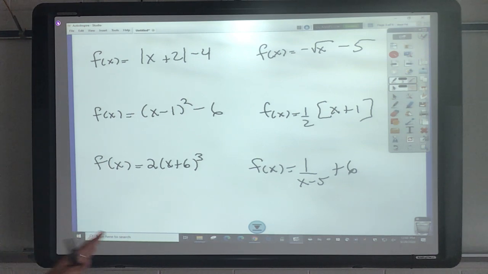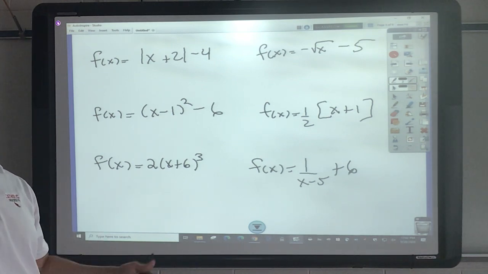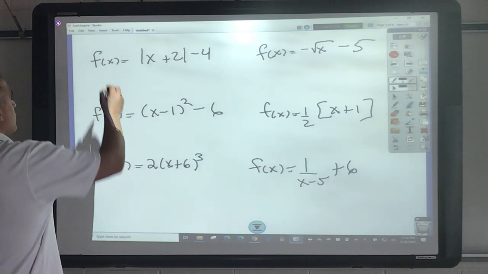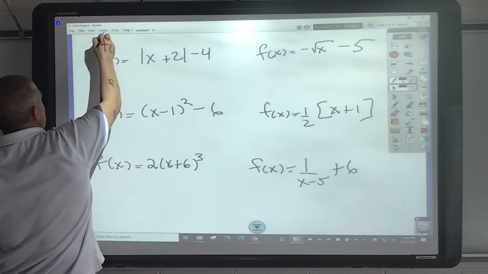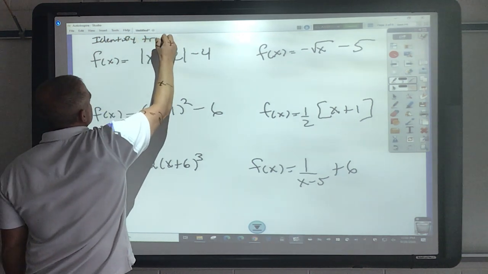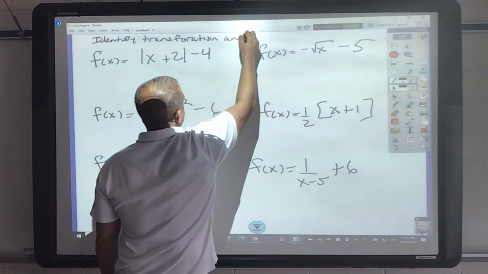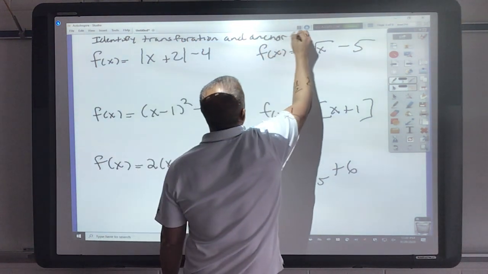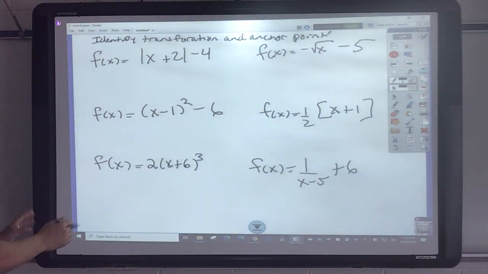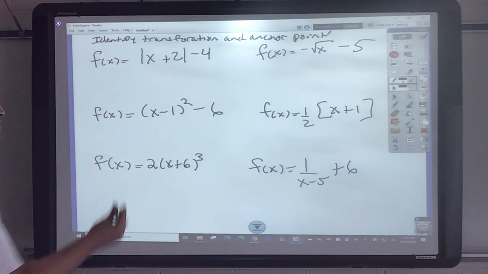Now what this is going to do is it's going to transform, that's why the term transformation, of my anchor point, okay? So what we want to do, we're going to identify the transformation and the anchor point. Okay, now, here's how easy that is, the transformation. It's probably easier to get the anchor point, honestly, first.